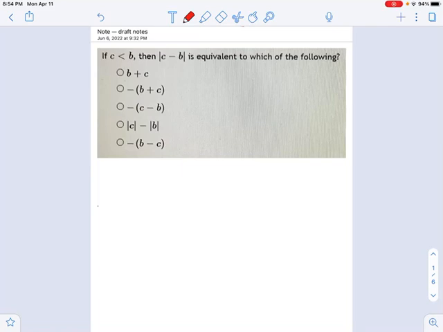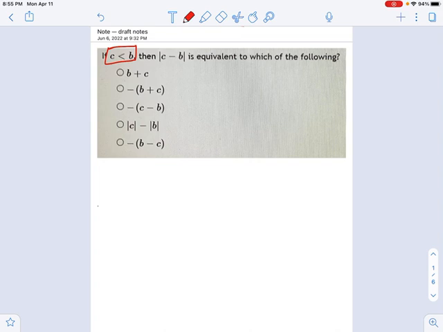Hey math people, in this problem you're asked to figure out what's the absolute value of the difference of a bunch of variables, c minus b. So all we're told, and this is useful, is that c is less than b. So if you think about what's going to happen if c is less than b and then you do c minus b, are you going to get a positive or a negative number?